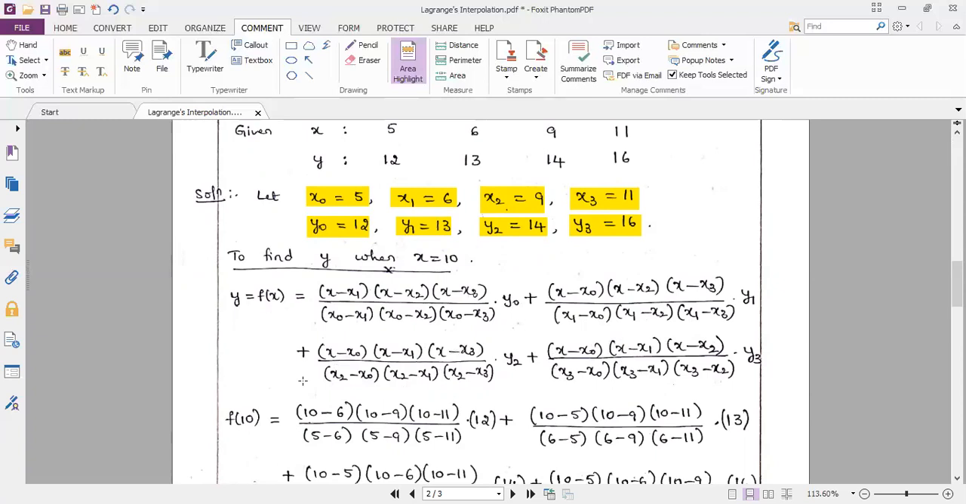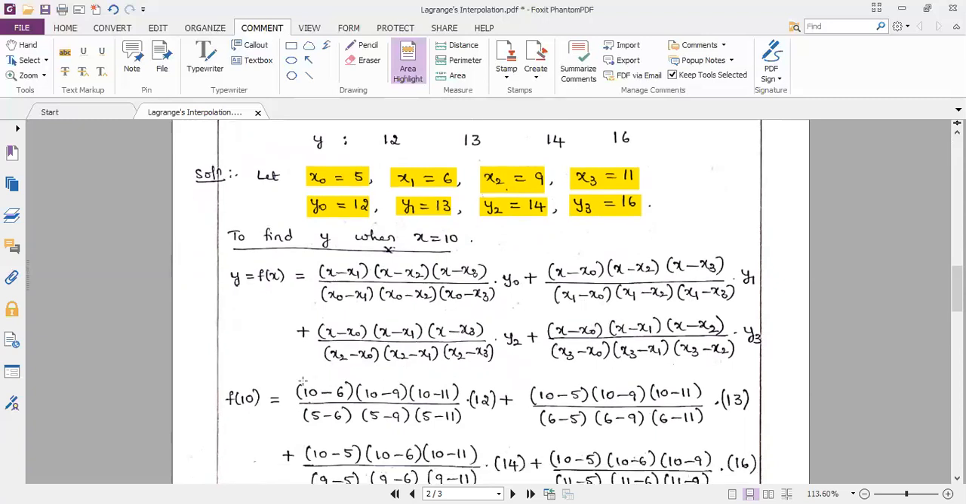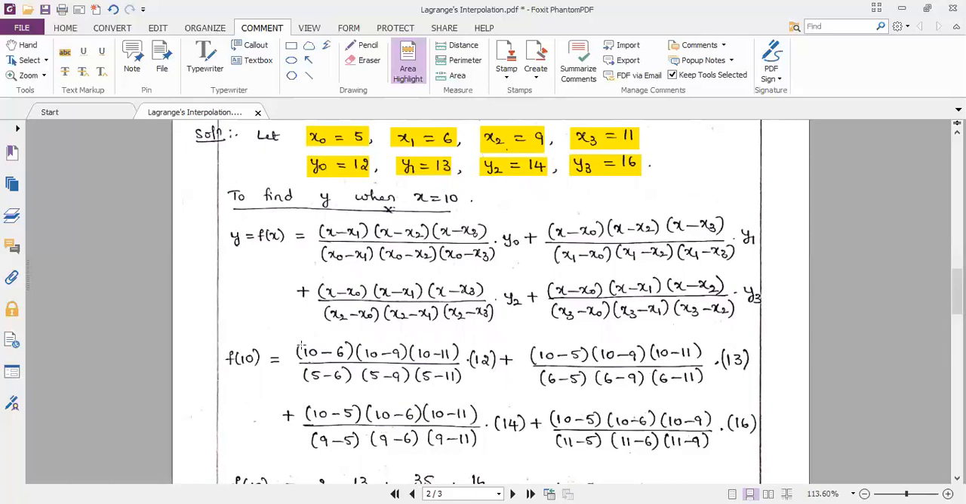Now x is equal to 10 is the point of interpolation. So substituting x is equal to 10, we obtain f of 10. Our aim is to obtain f of 10, that is to find the value of y at x is equal to 10. Substitute all the values x, x1, x2, x3. Similarly, the denominator x0 and the multiplier y0 is equal to 12, y1 is equal to 13, y2 is equal to 14, and y3 respectively is equal to 16.